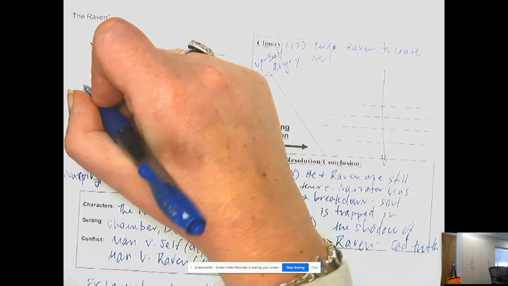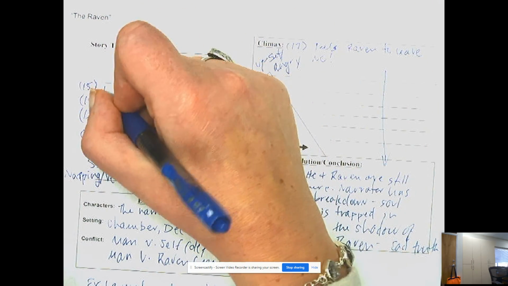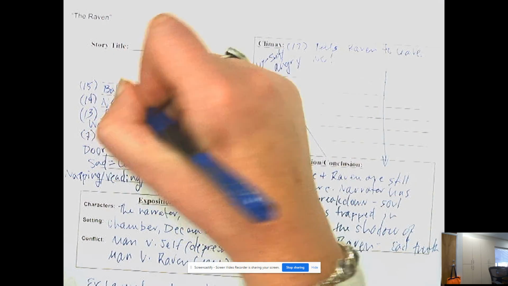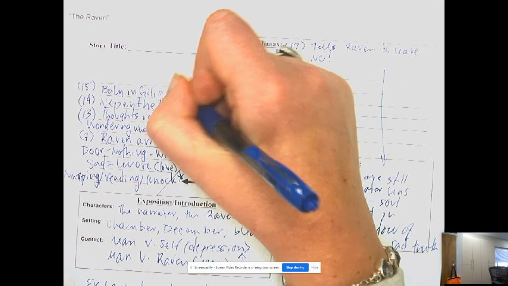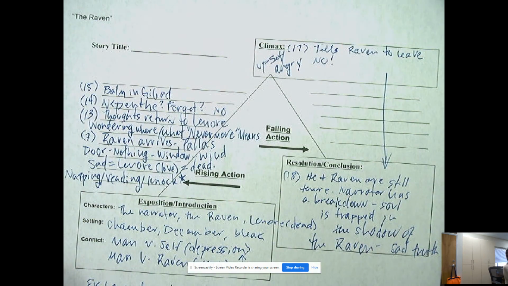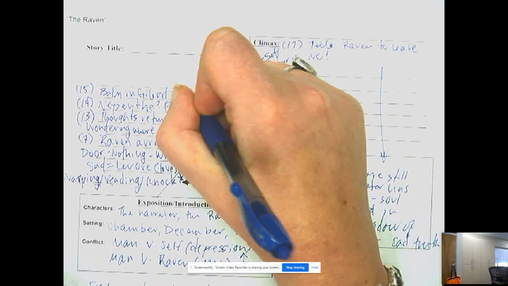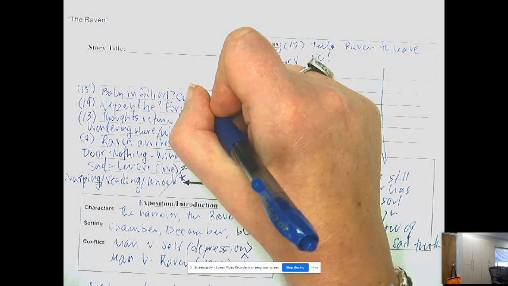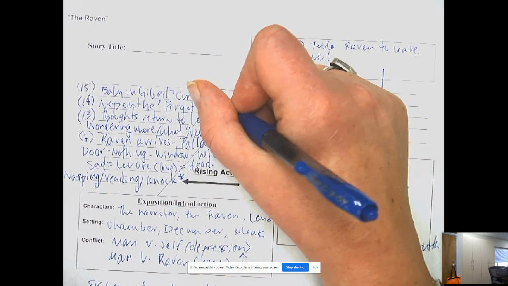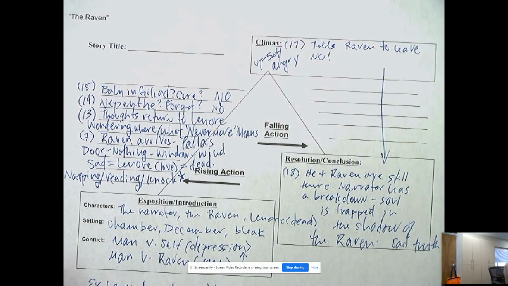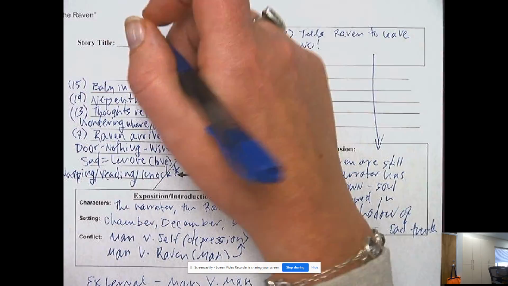Then in stanza 15, he asks the raven, is there balm in Gilead? This is a biblical allusion to a cure or a medicine. Is there a cure? Is there a medicine to help me forget Lenore? The raven says, nevermore. No, there is no cure. None exist, or you can't have any, or all of the above.